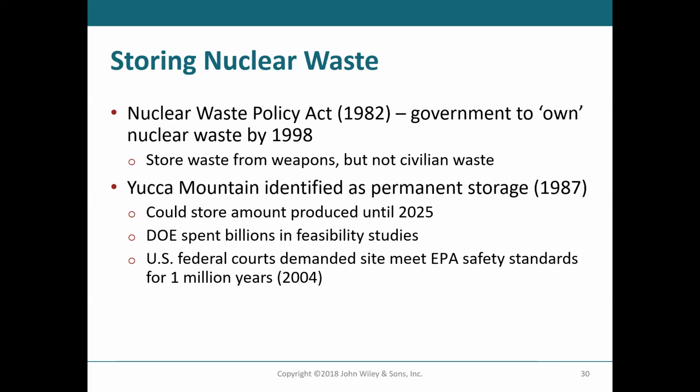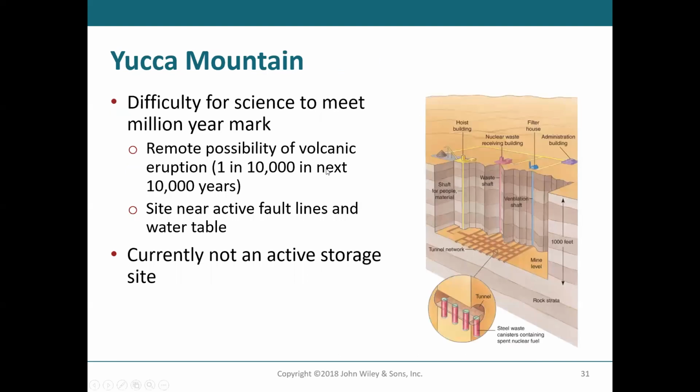Storing nuclear waste. In 1982, the Nuclear Waste Policy Act required the government to own all nuclear waste that could not be handled by entities appropriately. Yucca Mountain has been identified in Nevada as the only candidate for underground storage of high-level radioactive waste. It could take 42,000 plus tons of spent fuel produced in the US to date, plus more that would be produced until about 2025. However, a lot of people don't want it to happen, so it hasn't.